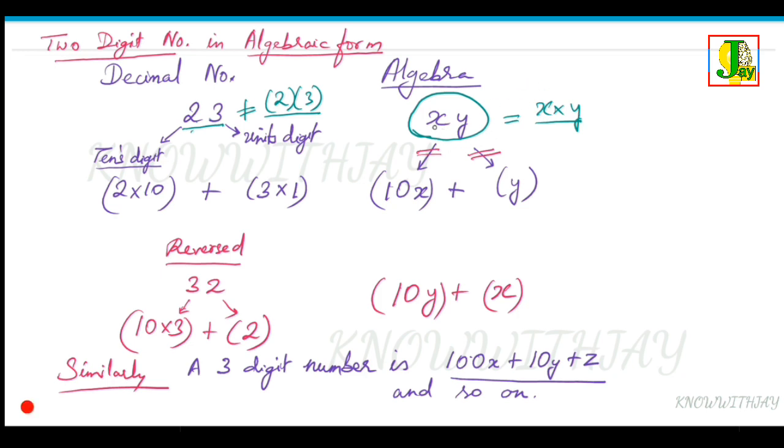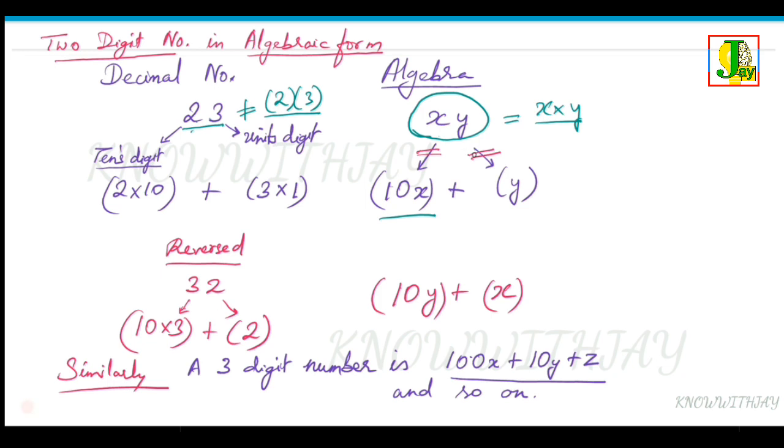So how do we write? We cannot write xy, so we have to write it in its expansion form. It means the tens digit has to be multiplied by 10 and the units digit is to be multiplied by 1. So we don't write 1 here, 10x plus y.